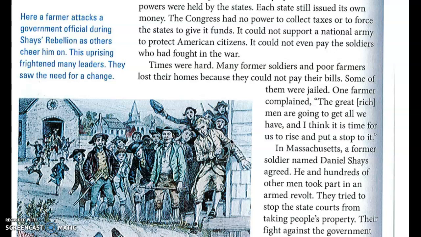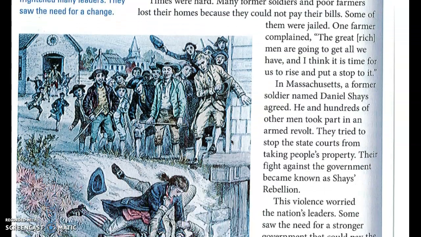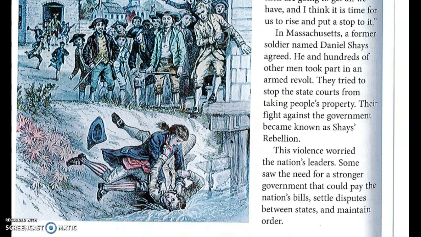One farmer complained, "The great rich men are going to get all we have, and I think it is time for us to rise and put a stop to it." In Massachusetts, a former soldier named Daniel Shays agreed. He and hundreds of other men took part in an armed revolt. They tried to stop the state courts from taking people's property. Their fight against the government became known as Shays' Rebellion. This violence worried the nation's leaders. Some saw the need for a stronger government that could pay the nation's bills, settle disputes between states, and maintain order.